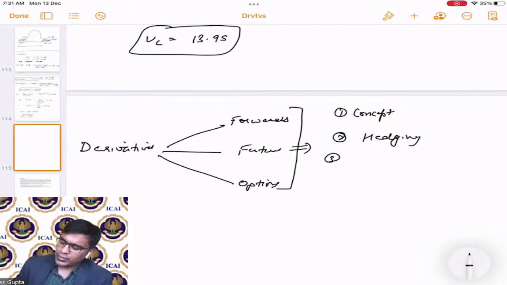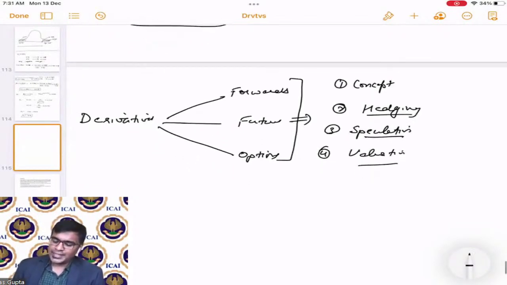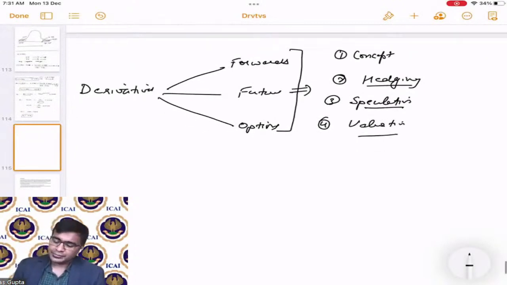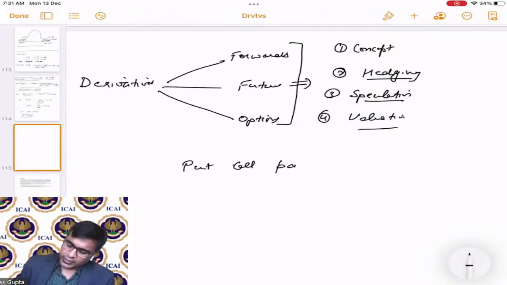And how can anyone do speculation? How are we going to do the valuation? Because for doing the hedging, speculation, or getting the arbitrage profit also, you need to understand how the valuation principles work. So these are some of the common concepts that we have studied across. This is what the entire derivatives majorly is. Apart from that, there is one more thing which we have to study, the put call parity theory.